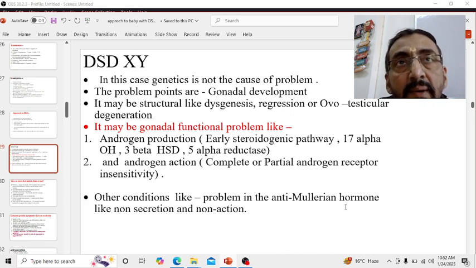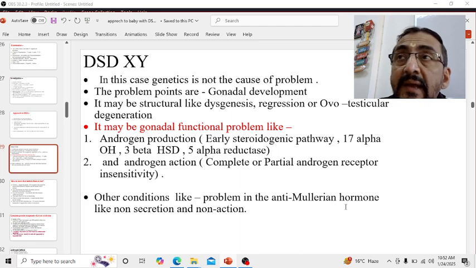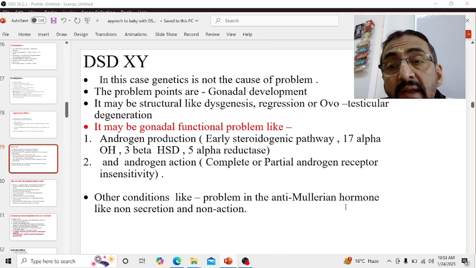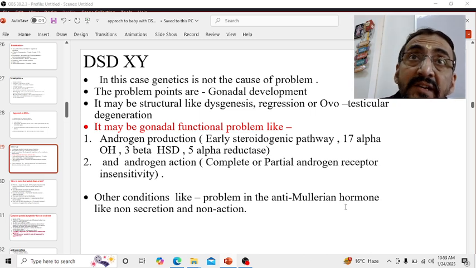Gonadal development is affected means what? It may be structural developmental problems like dysgenesis or regression or ovotesticular degeneration, leading to different types of DSDs. Or it may be gonadal functional problems. Structural problems I have discussed already, like dysgenesis, regression, and ovotesticular degeneration. Similarly, it may be some gonadal functional problems also.